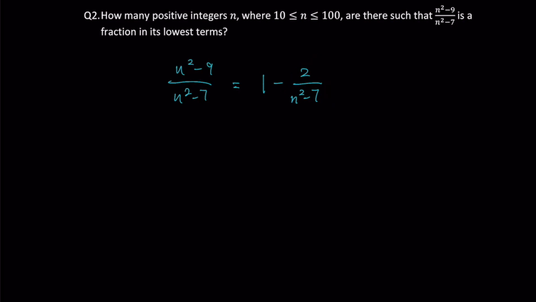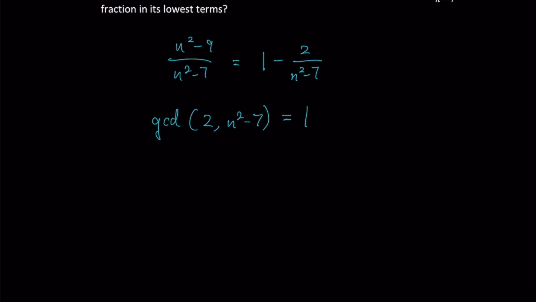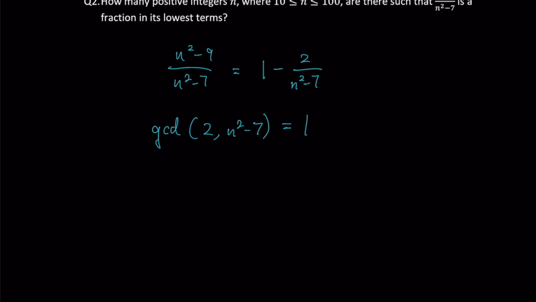And for 2 over n squared minus 7 to be its most simplified form, we simply require for 2 and n squared minus 7 not to share any common factors. Therefore, to put it simply, we need the greatest common divisor between 2 as well as n squared minus 7 to be equals to 1, to indicate that they do not share any common factors. Hence, what we really need to do is to ensure that n squared minus 7 in the denominator is not an even number. As long as n squared minus 7 is an odd number, we guarantee that this is still going to be a fraction in its lowest term.